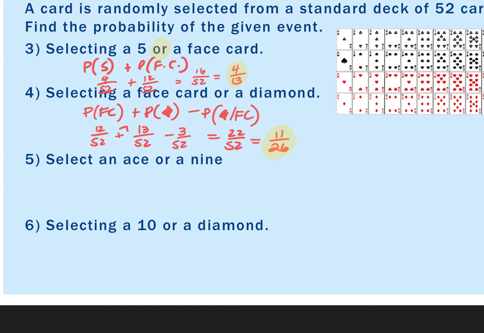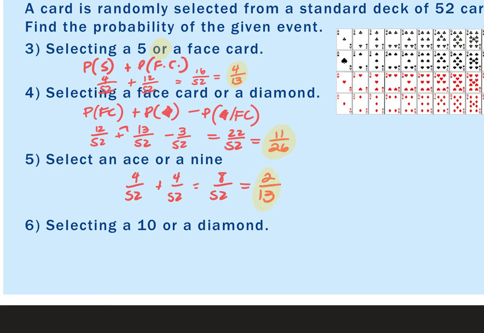All right, then it says select an ace or a 9. Again, the word or is there, so can it be both an ace and a 9? No, this is mutually exclusive. Probability of an ace, how many aces are there? 4 out of 52. Probability of a 9, 4 out of 52. So 8 out of 52, or 2/13.